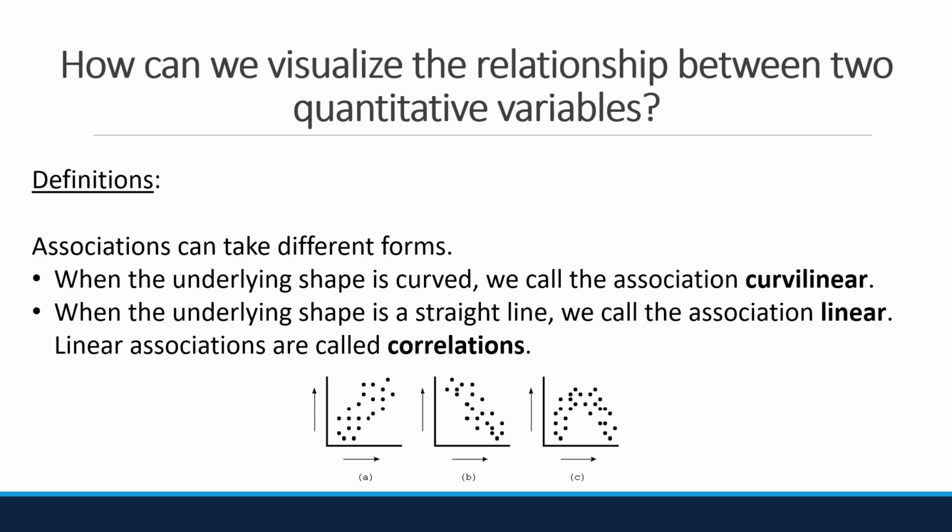Associations can take different forms. When the underlying shape is curved, we say the association is curvilinear. When the underlying shape is a straight line, we call the association linear. Linear associations are also called correlations. Looking at the plot of the delinquency data, we can see the underlying pattern is a line, therefore the association is linear.